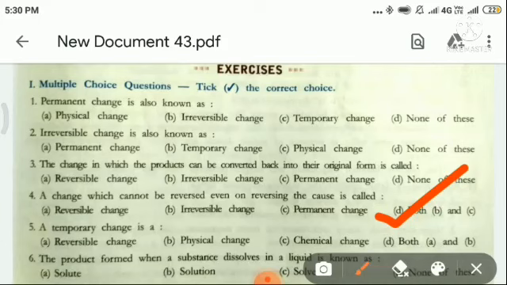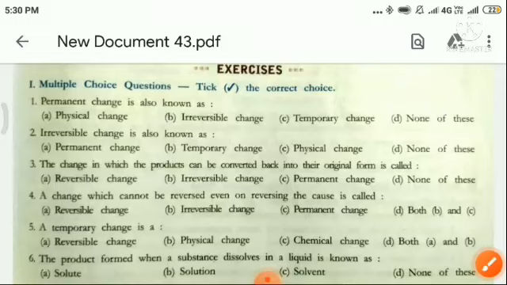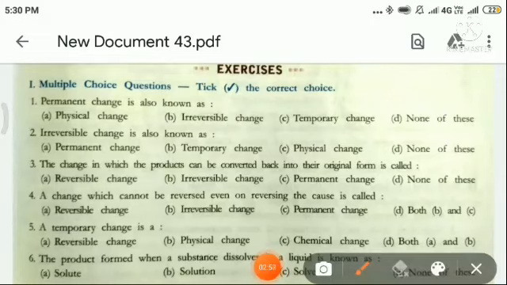A temporary change is always a reversible change, and we all know that physical changes are reversible. So all reversible changes and physical changes are temporary. Therefore, the answer of 5 will be D.